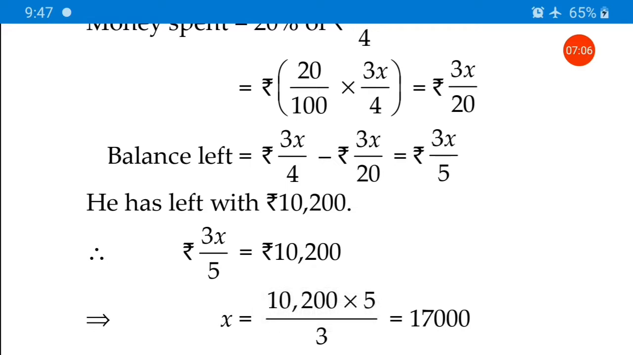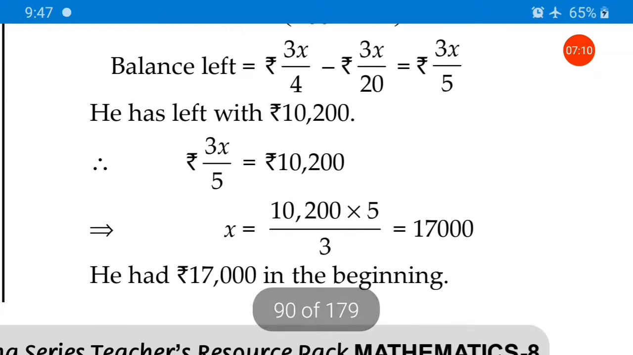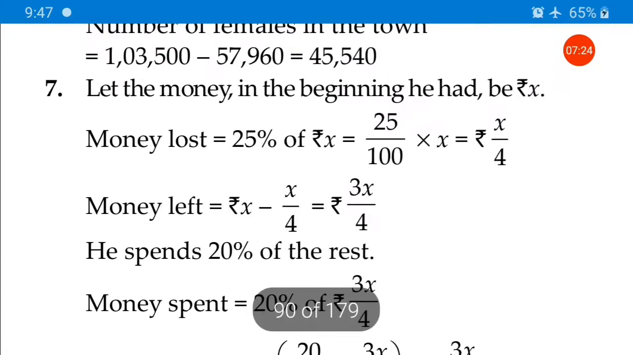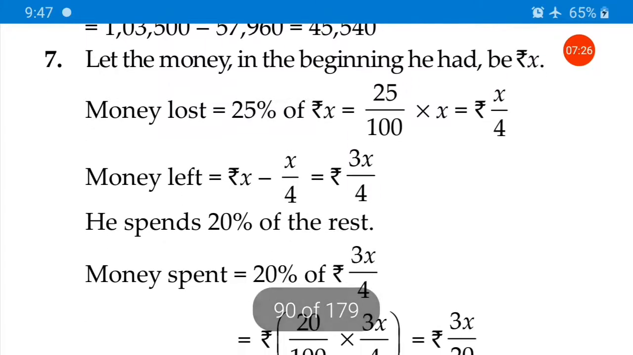So 3X upon 5 is equal to 10,200. So X value we need to get. So 10,200 multiplied by 5 divided by 3. So it will be 17,000, the money he had in the beginning. So it is a complex sum. You can see here, because many steps are there in between.